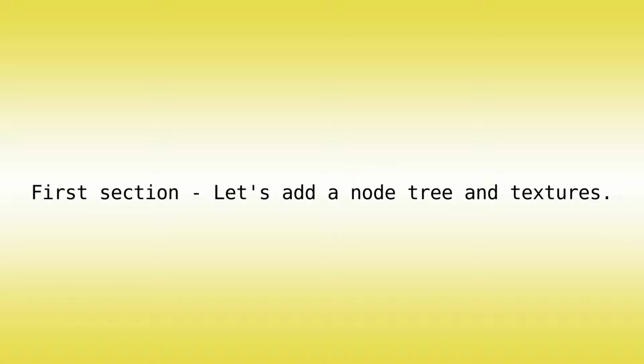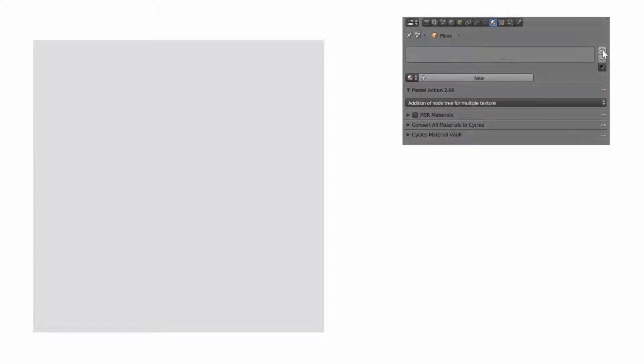First section. Let's add a node tree and textures. This explanation is about textures, so I will start with a simple plane surface. This plane has a UV map for texture mapping. Let's add a material. This will allow us to use nodes. For this, we will use the regular Blender method. Press the plus button on the right of the material slot. The material has now been added.